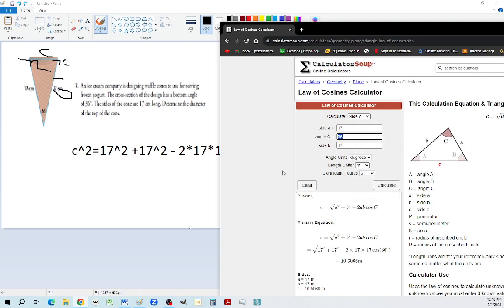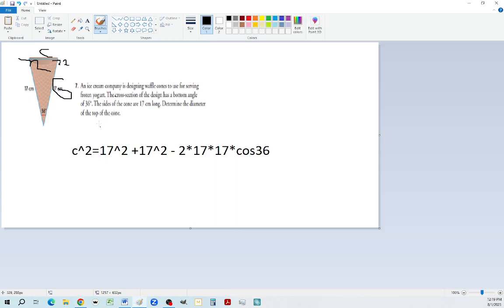Oh, we already verified the answer, didn't we? We discovered that C was what? Let's just make sure. So calculate. We discovered that C is 10.5. Okay, and it actually rounds up to 11 because they're using one digit. So apparently C is 11.